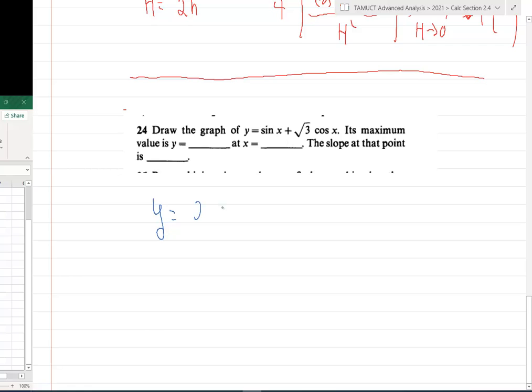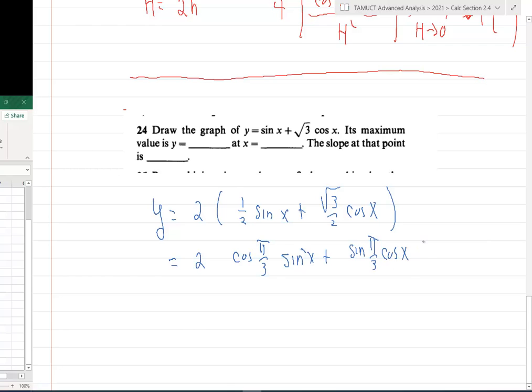Okay, so in fact if I divide this by 2, I can write this as y equals 2 times 1/2 sine x plus square root of 3 over 2 cosine x, sorry. Now think about this. What is 1/2? Well, 1/2 is the cosine of pi over 3. And then I have sine x. And then here, this is the sine of pi over 3. All right? So if we look at that, this is just the angle addition formula. So this is equal to 2 times sine of x plus pi over 3. All right? Very simple.